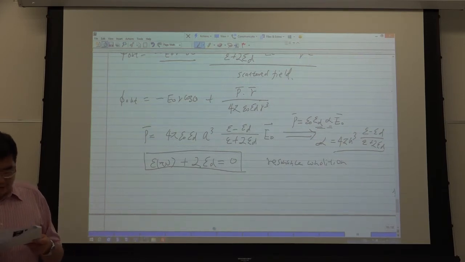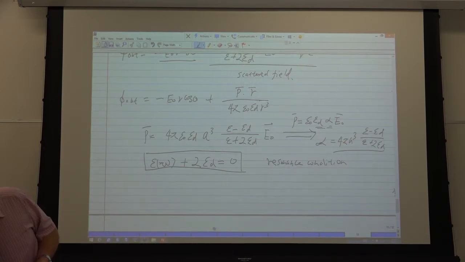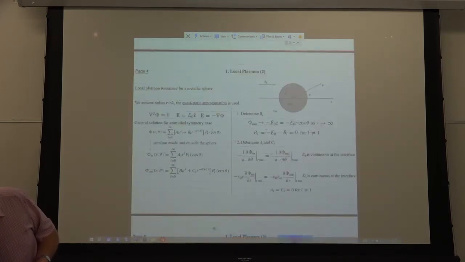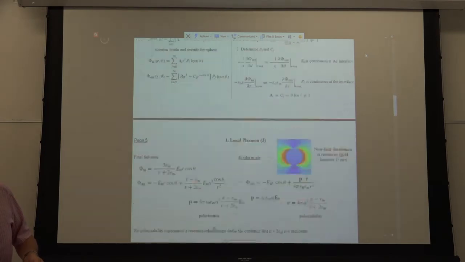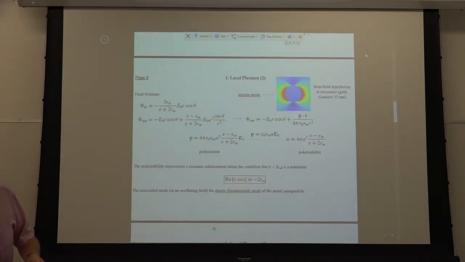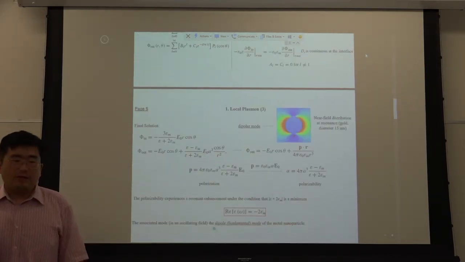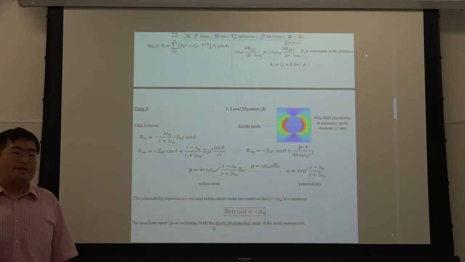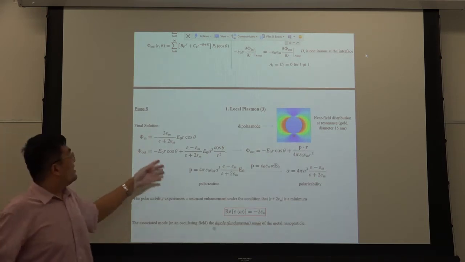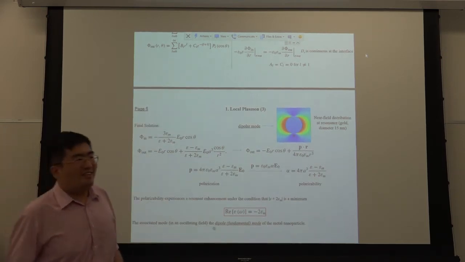This is the resonance condition. This is the dipole mode, so I just show this picture. The math is a little bit complicated. You can skip the math if you cannot understand. I spent many, many years on this. The spherical harmonics are not easy. It will take a long time to understand the function.